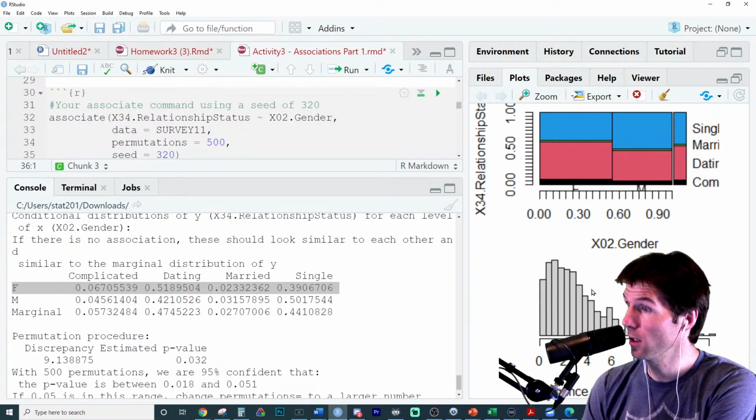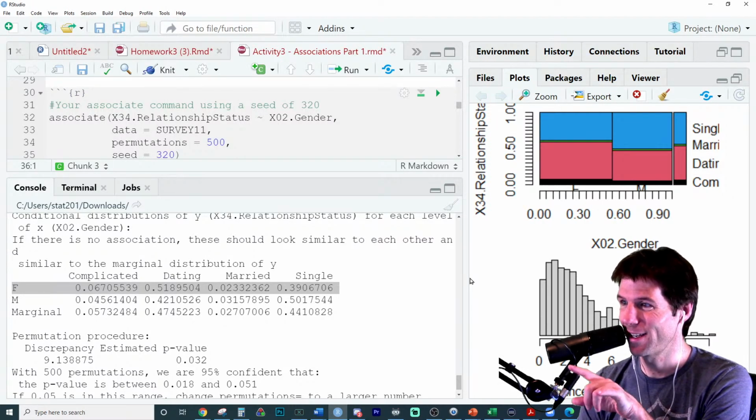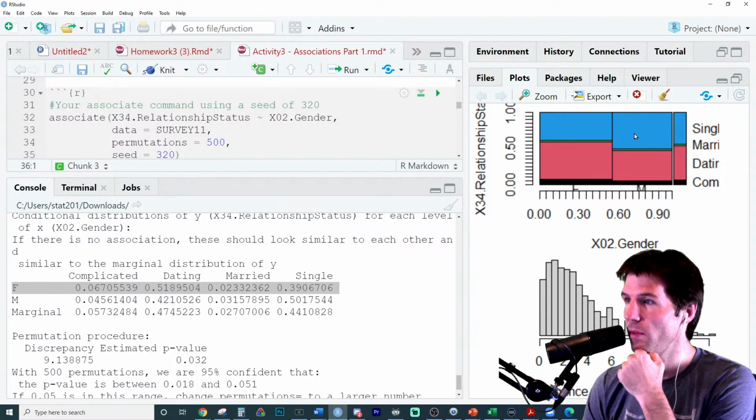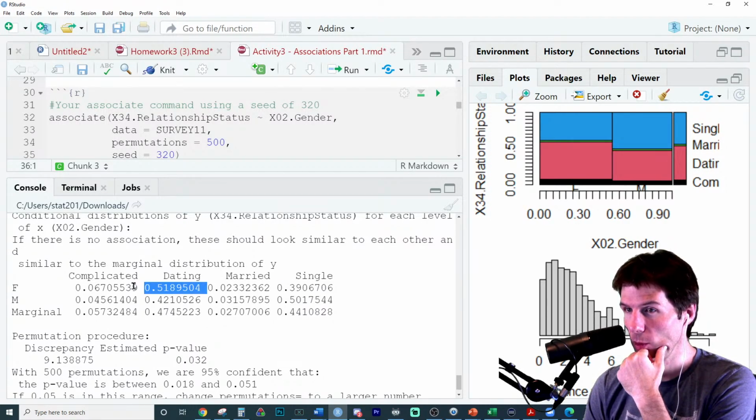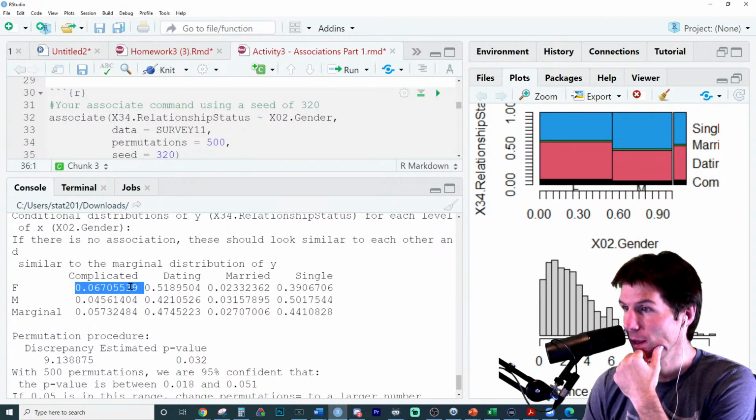There's skew in the permutations down below here. But we'll talk about that in a second. Good answer right there, ditto. This right here shows that females are a little bit more likely to be dating and a little more likely to have complicated. Then how do we see the p-value? That's such a great question.